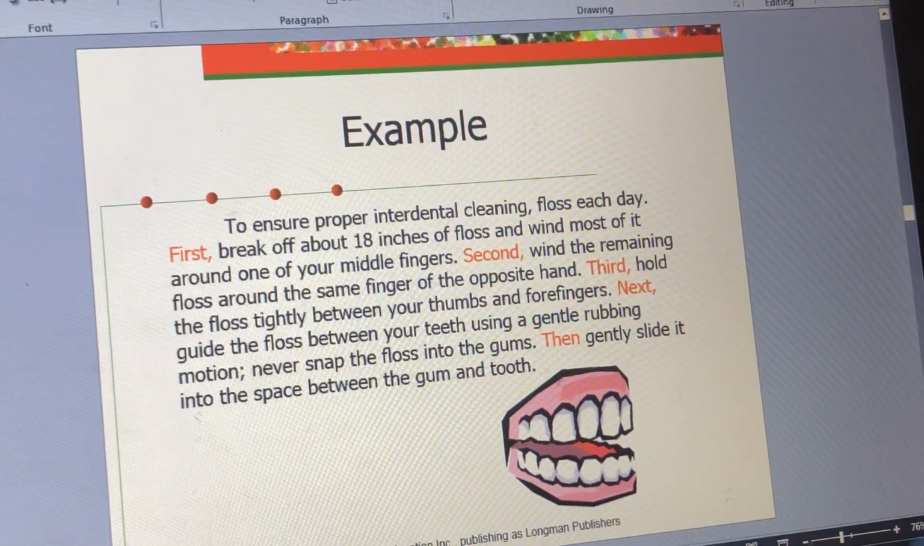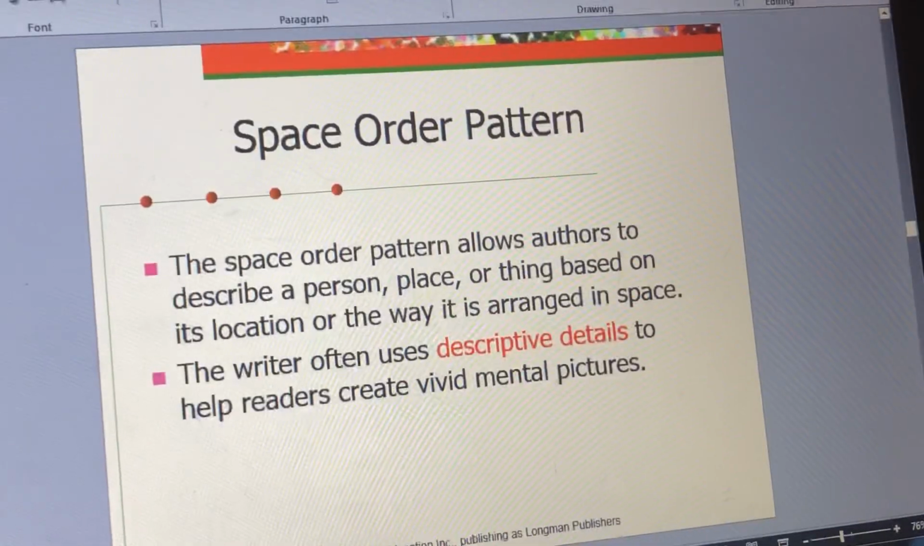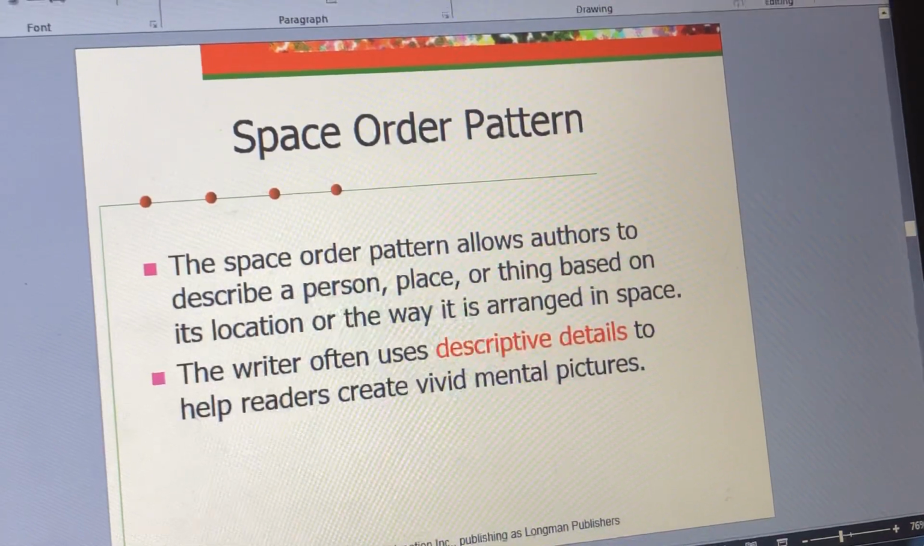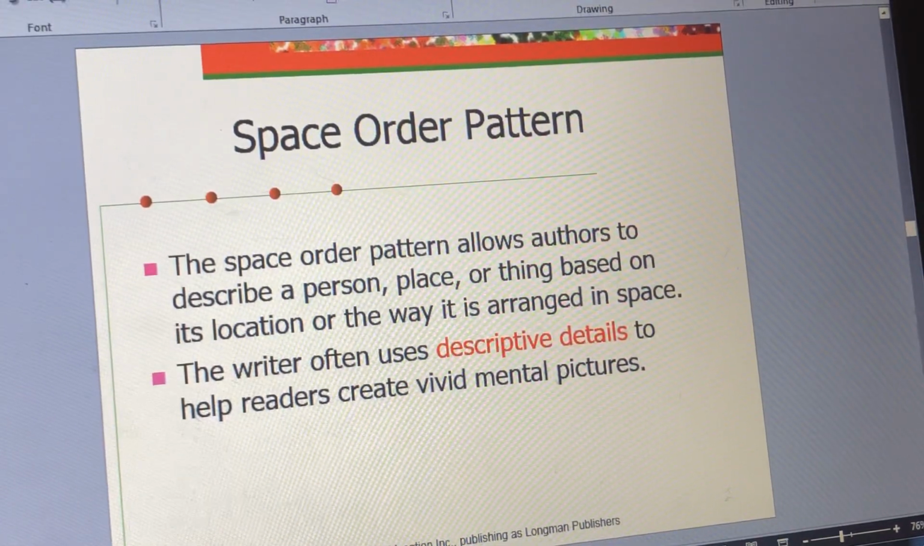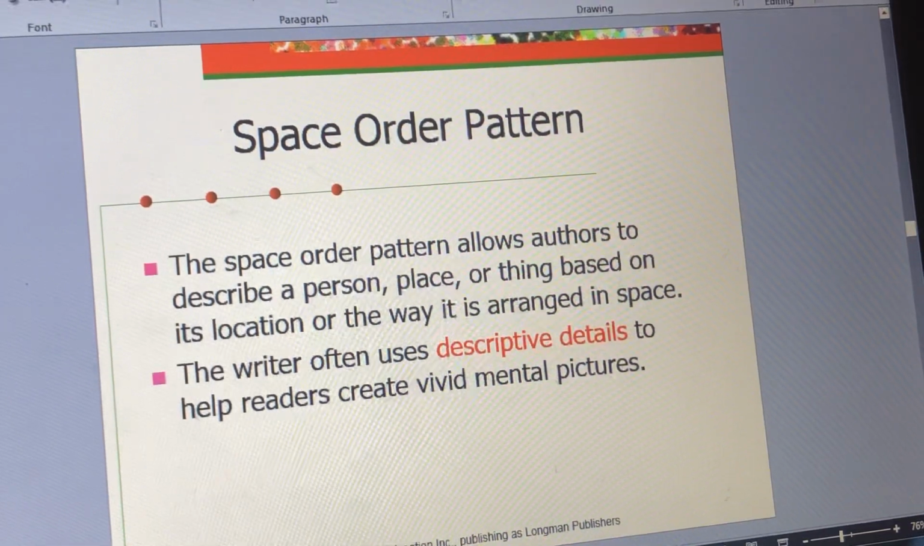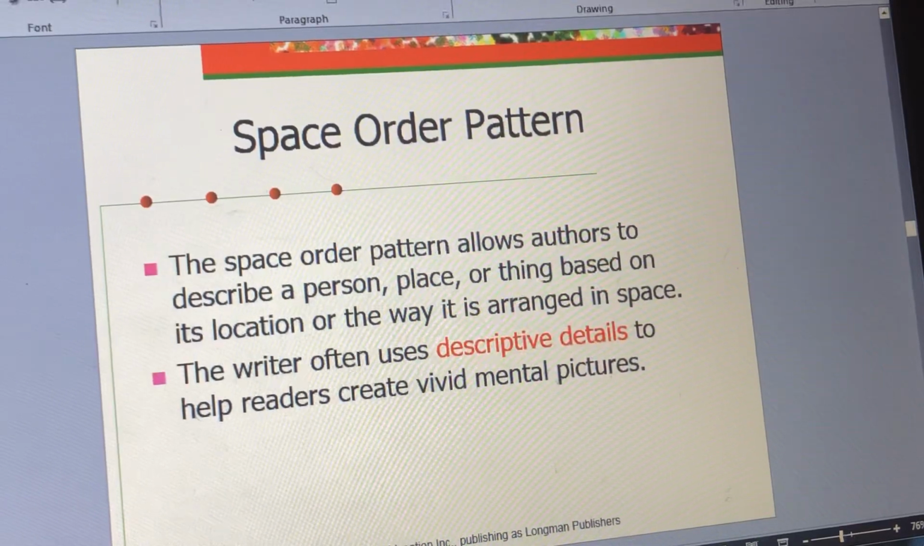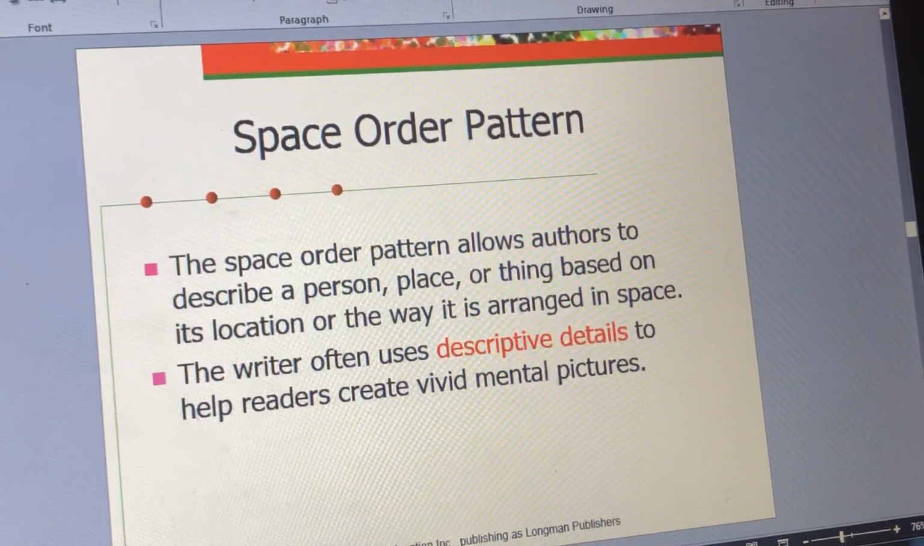Okay, so next we're going to move to space order, okay? And again, we should be familiar with this because we've used it with descriptive essays. We talked about how when moving through something you're describing, you want to use some sort of spatial order. So I said if you're describing your dream house, you might want to start on the front lawn, move into the house itself, then move into the backyard, or start on the third floor, then move to the main floor, then the basement, something like that.